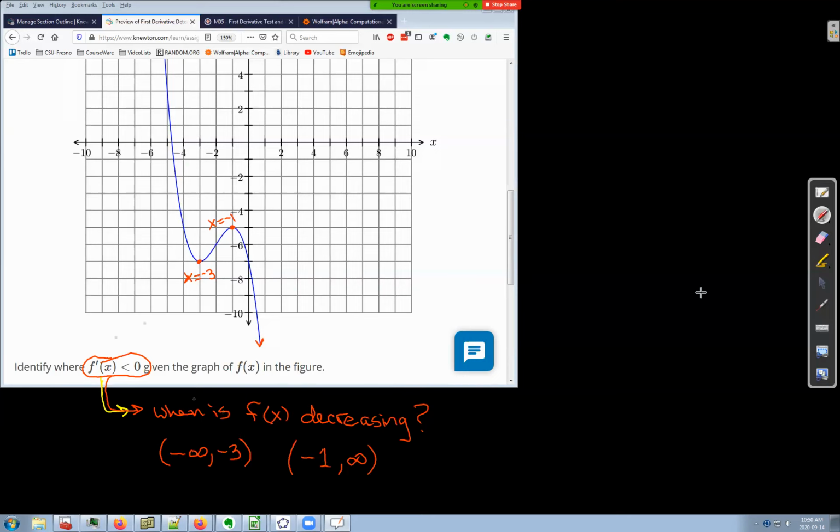The original question was, when is the derivative negative? And the answer is, well, the derivative will be negative exactly when the original function is decreasing, and you just look at the picture to figure out where the original function is decreasing. The original function is decreasing for all x values less than -3, and the function is also decreasing for all x values greater than -1.